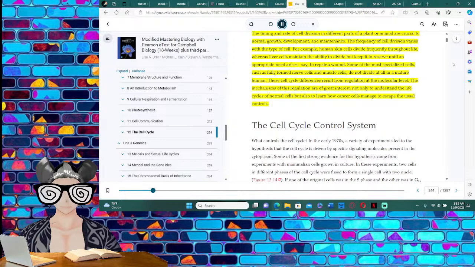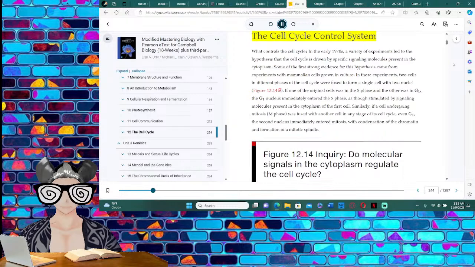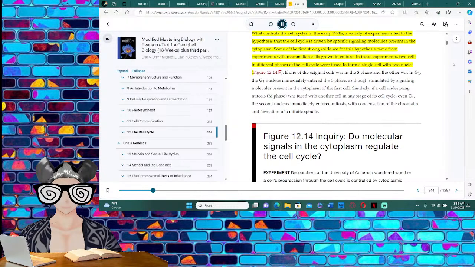Some of the most specialized cells, such as fully formed nerve cells and muscle cells, do not divide at all in a mature human. These cell cycle differences result from regulation at the molecular level. The mechanisms of this regulation are of great interest, not only to understand the life cycles of normal cells but also to learn how cancer cells manage to escape the usual controls. The cell cycle control system. What controls the cell cycle? In the early 1970s, a variety of experiments led to the hypothesis that the cell cycle is driven by specific signaling molecules present in the cytoplasm.